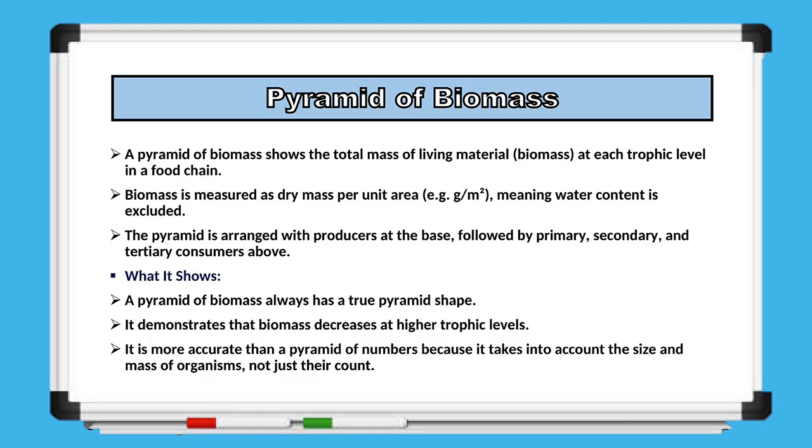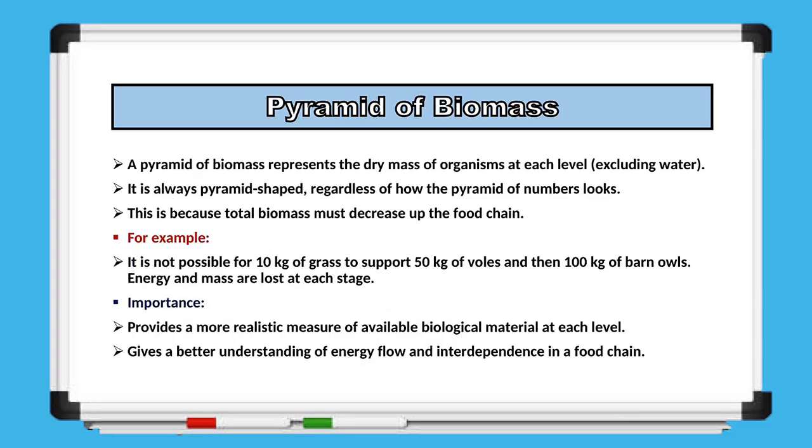For example, a single large tree may support thousands of insects, creating an inverted pyramid of numbers, but when biomass is measured, the tree has a much greater mass than all the insects feeding on it. Therefore, the biomass pyramid still maintains its normal pyramid shape.